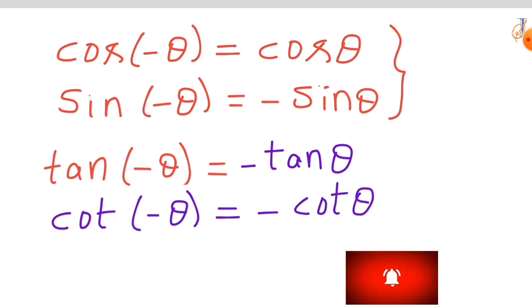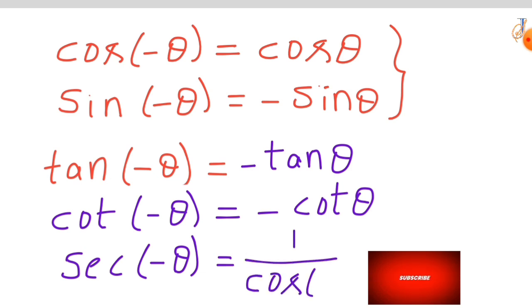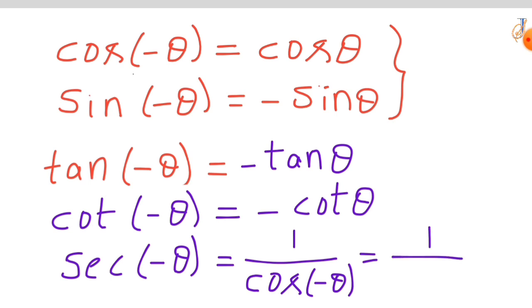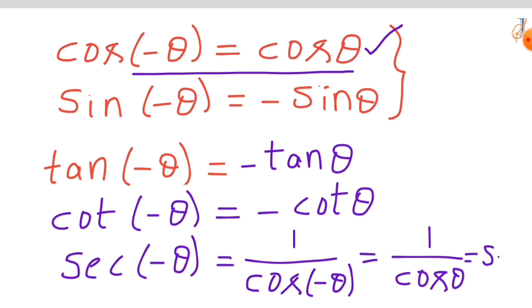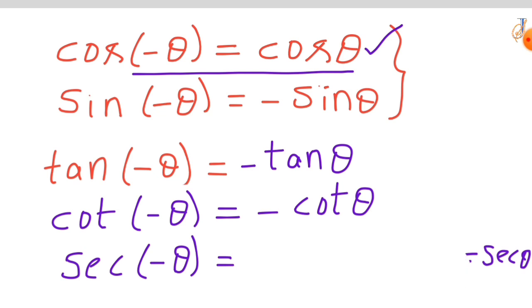Now let's check for secant of minus theta. Secant theta is inverse of cos theta, isn't it? So that's why secant of minus theta we can write 1 over cos of minus theta. So 1 over cos of minus theta, the value is cos theta. So just write here cos theta. So we can write this 1 over cos theta which is secant theta. So that's why secant of minus theta which is plus secant theta.